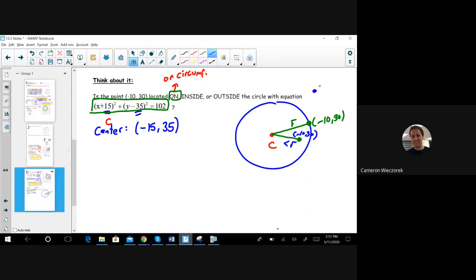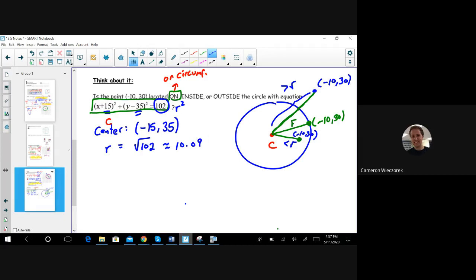And what if -10, 30 was out here? Well, now, from here to here, boom, that's a radius. So if I keep going, now I've gone beyond a radius. This green segment is greater than r. So the first thing you got to figure out is what the heck is r? The radius of this equation is the square root of 102, because that's r squared. Square root of 102, it's about 10.09.